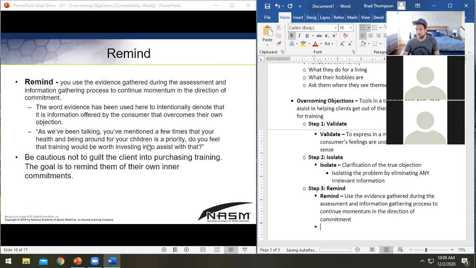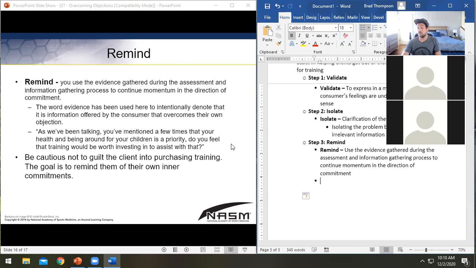Is saving that money more important to you than meeting your fitness goals, possibly? So that's really what Remind is. There's a million different ways to ask that question. I like to do it over conversation. I like to lead people to that realization themselves. But there's a million different ways.